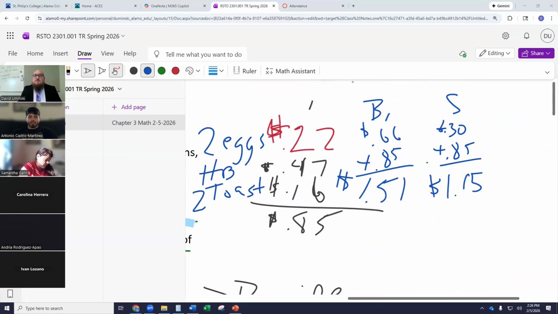So this bacon plate cost me $1.51 to make. The sausage plate cost me $1.15 to make. If I were to cost out what I should sell this for, which number should I use to figure out how much I'm going to sell this for? Would I use the bacon or would I use the sausage?